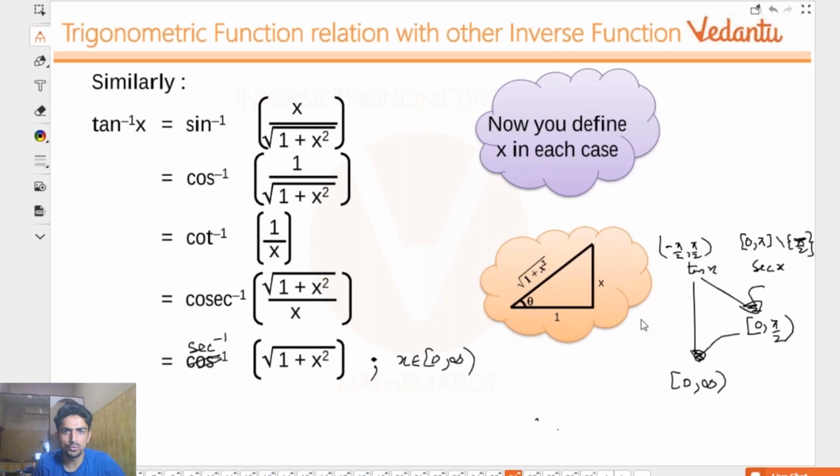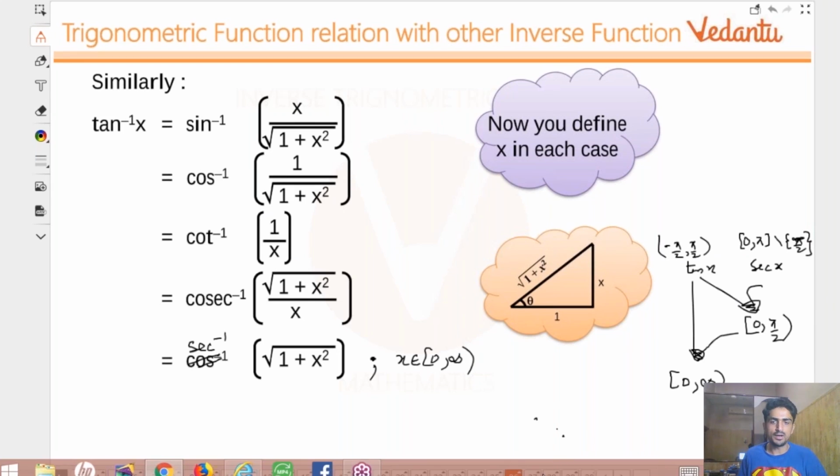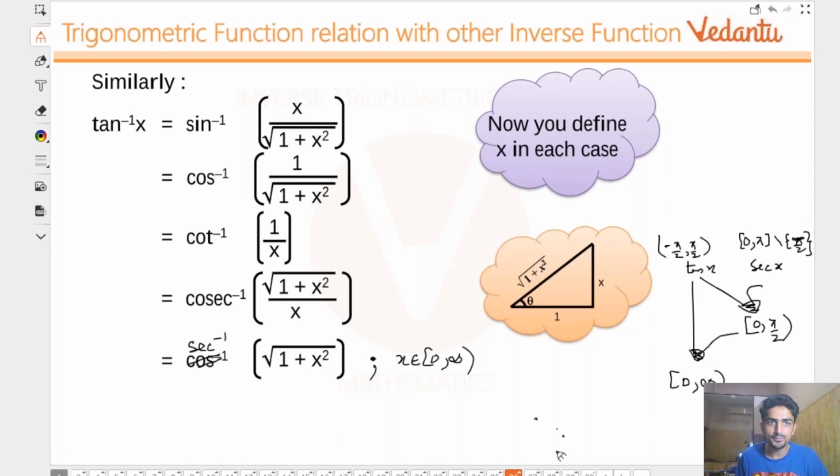Yes, you wrote 0 to 1. No, what was that? It is 0 to infinity. Close 0, infinity open. Now let us proceed ahead.